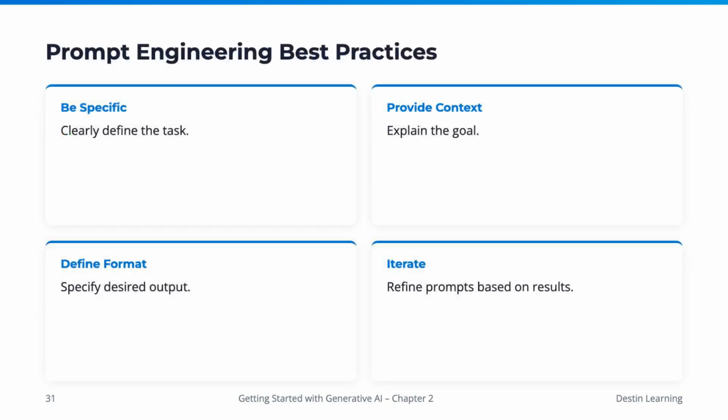To consistently get the best results from AI, follow these prompt engineering best practices. First, be specific. Clearly define the task you want the AI to perform. Second, provide context. Explain the goal or background information necessary for the AI to understand your request. Third, define format. Specify the desired output structure, whether it's a bulleted list, a paragraph, or a specific tone. And finally, iterate. Don't be afraid to refine your prompts based on the initial results until you achieve the output you're satisfied with.